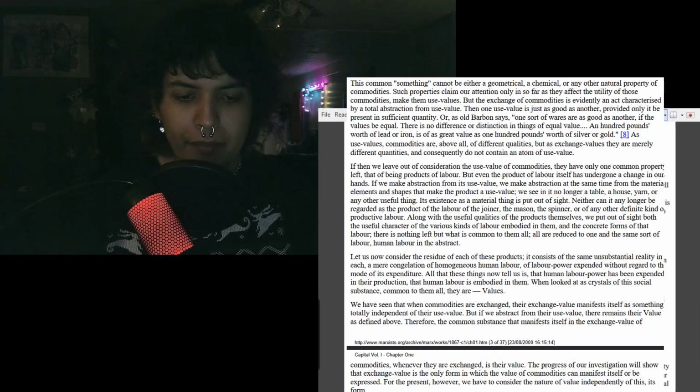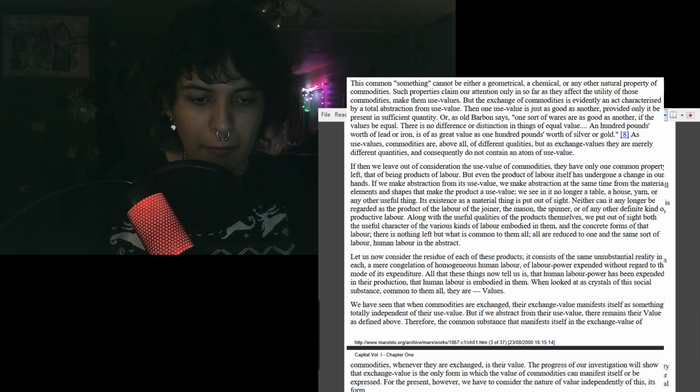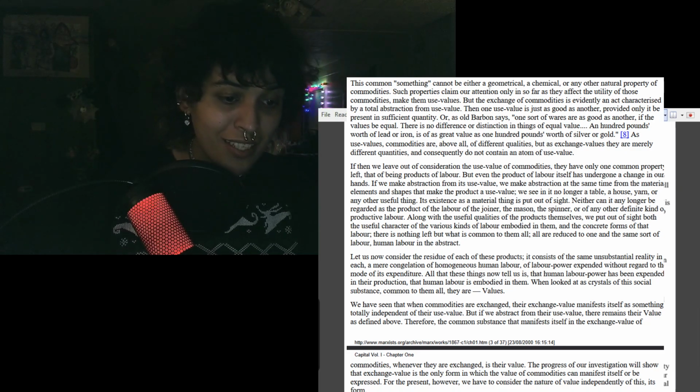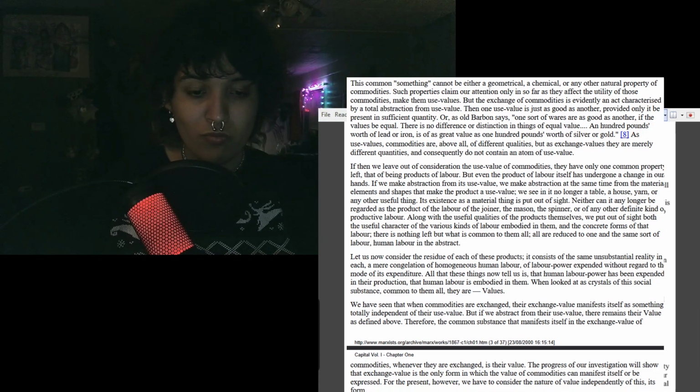Wait, let's reread that. Let us now consider the residue of each of these products. It consists of the same unsubstantial reality in each, a mere congelation of homogeneous human labor, of labor power expended without regard to the mode of its expenditure. All that these things now tell us is that human labor power has been expended in their production, that human labor is embodied in them. We look at them as crystals of this social substance common to them all. They are values. Yeah.